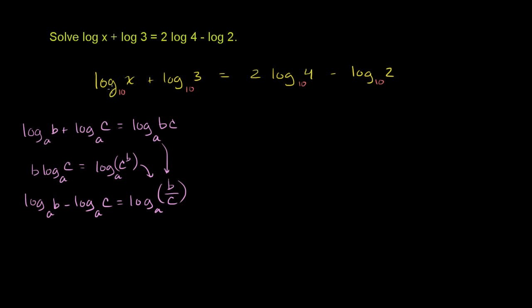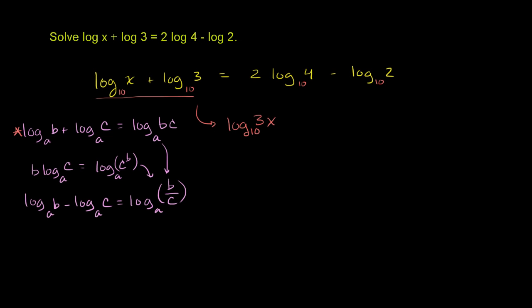Now, with that out of the way, let's see what we can apply. So right over here, we have all the logs of the same base, and we have logarithm of x plus logarithm of 3. So by this property right over here, the sum of logarithms with the same base is going to be equal to log base 10 of 3 times x, of 3x.